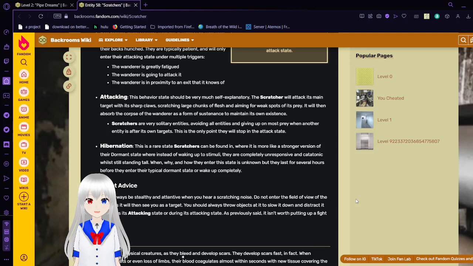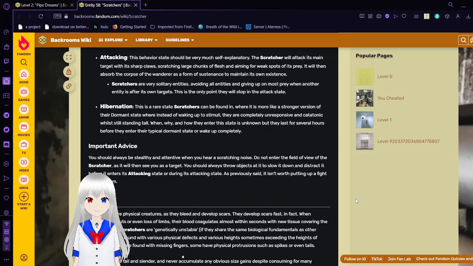Hibernation. This is a rare state scratchers can be found in, where it is more or less a stronger version of their dormant state, where instead of waking up to stimuli, they are completely unresponsive and catatonic while standing tall. When, why, and how they enter this state is unknown, but they last for several hours before they either enter their typical dormant state or wake up completely.